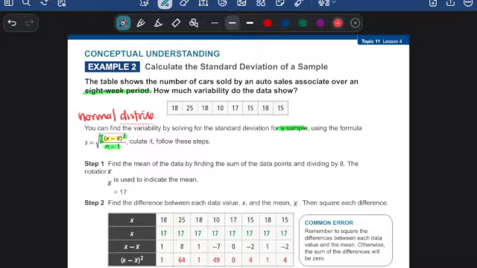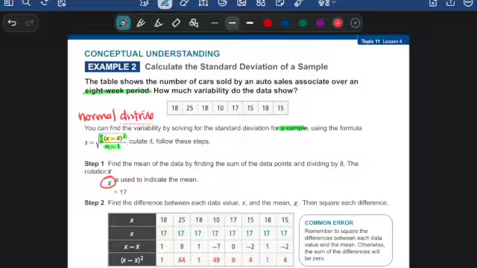Step 1, find the mean of the data. So we can do that by adding up all of the data points and then dividing by the number of data points. Okay, so remember x with the line represents the mean, and if we add all of them up and then divide by the number of data points, 1, 2, 3, 4, 5, 6, 7, 8, we would get 17.